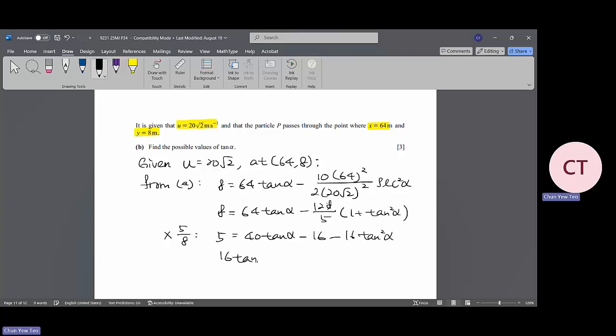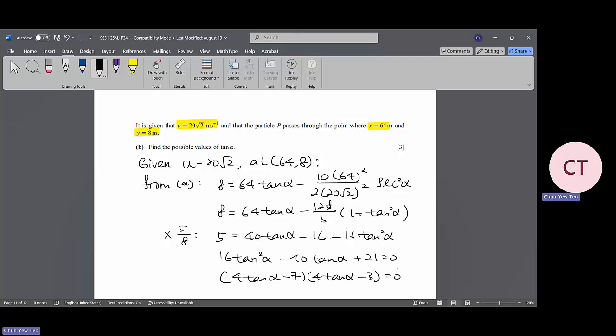But we want that one side to become 0. So you get minus 4 tangent alpha plus 21 equal to 0. So we try to factorize it. You get a -7, you get a -3.